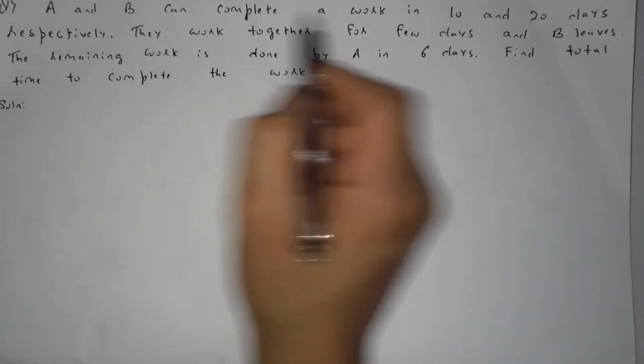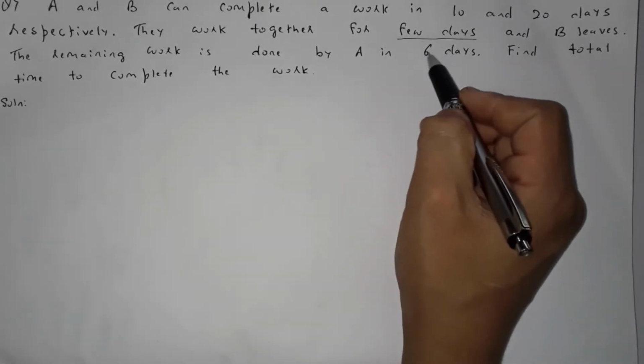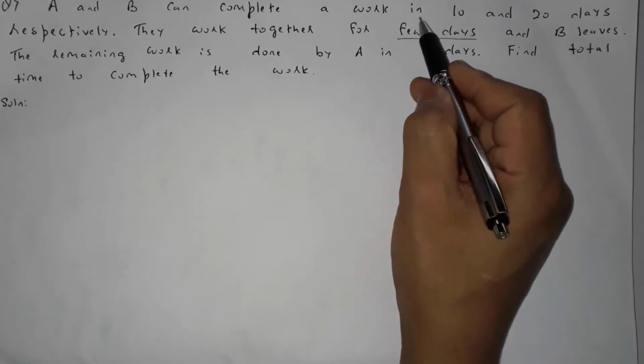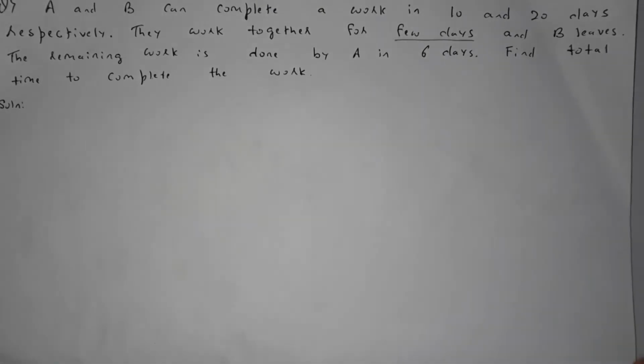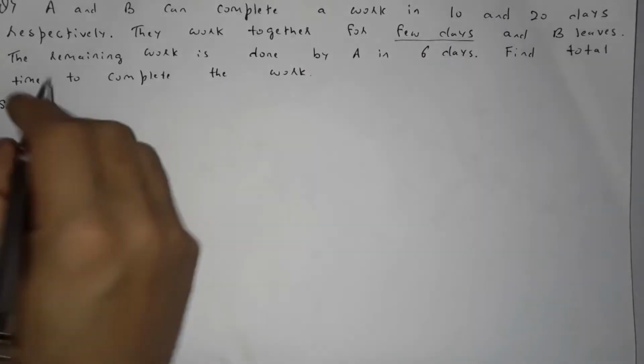Okay, and then A and B together for a few days. We have to find this few days. We don't know how many. 6 is already there. If these few days is 5, so the total is 6 plus 5, 11. If these few days means 7, that means 7 plus 6, 13. We have to find these few days. Okay, solution.